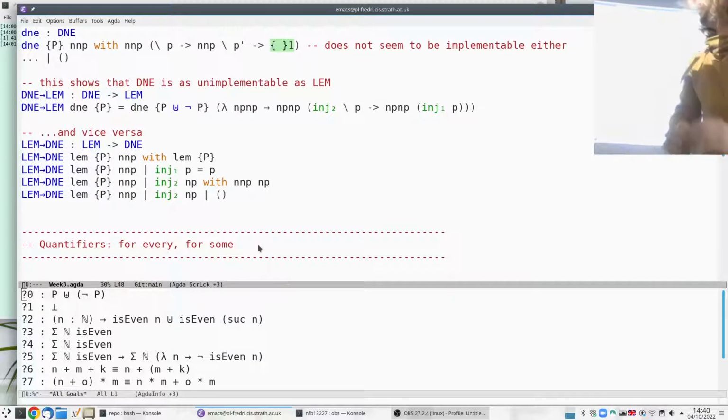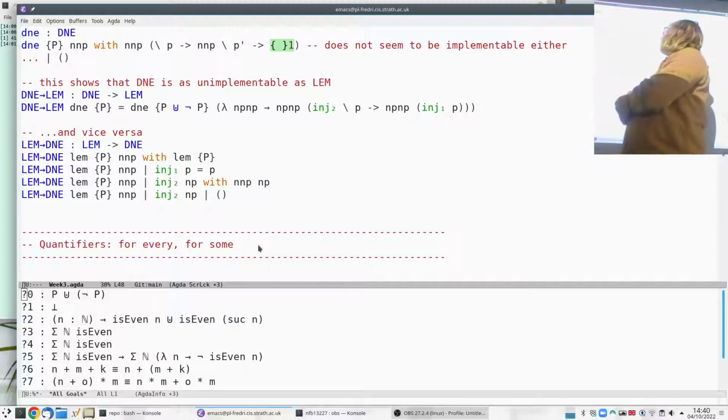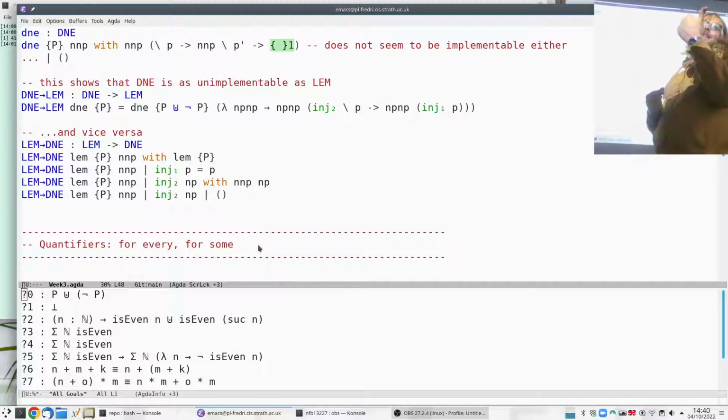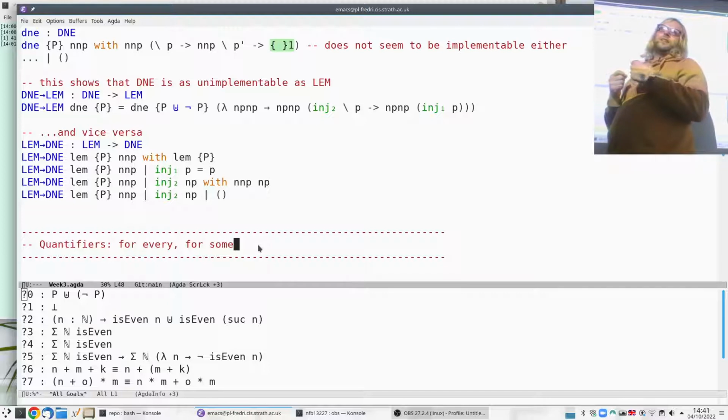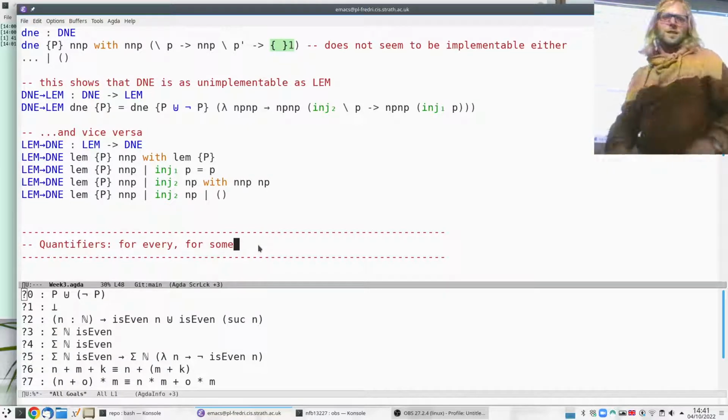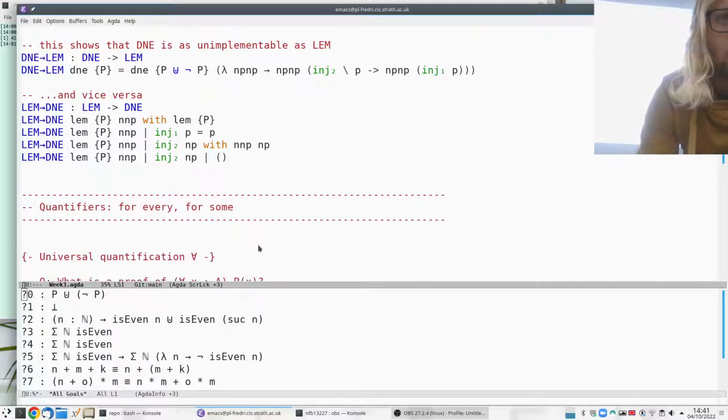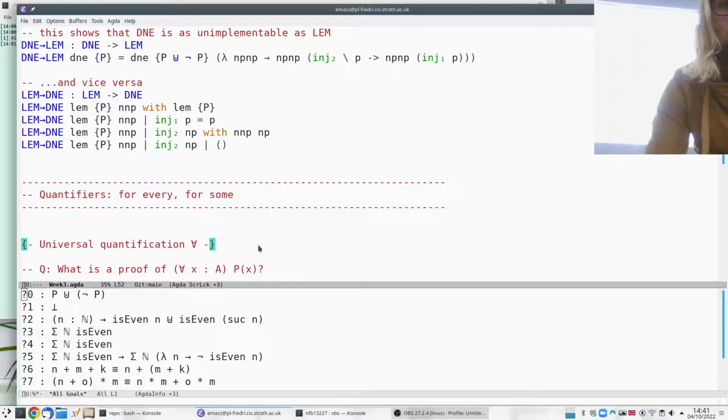Let's see if we can also deal with quantifiers. So we looked at and, or, bottom and top, implication, etc. But in logic, there's also the statement that says that for every natural number something holds, or there is some tree such that this holds, etc. So we would also like to represent these things in our programming language. So let's start with for all.